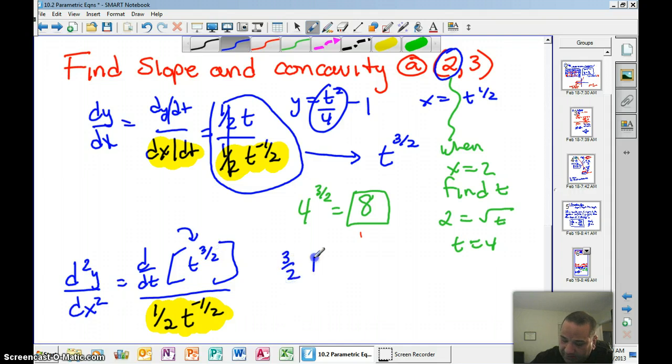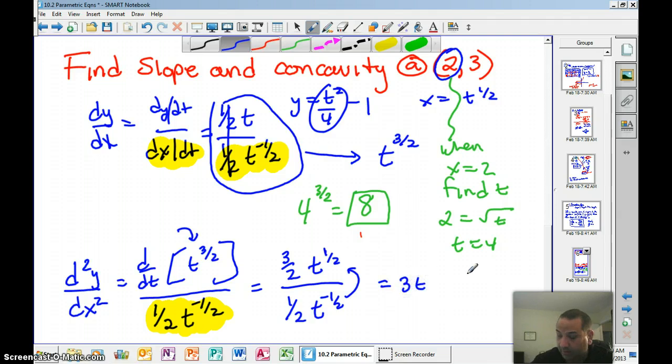This is 3/2 t to the 1/2 power. And then this is keeping it at 1/2 t to the negative 1/2 power. Let the negative 1/2 power come up. Divide this, you get equal to 3t. That's fantastic. We know what t is from the green stuff here. t is 4, so I get the second derivative at that point to be 3 times 4, which is 12. 12 is definitely greater than 0.